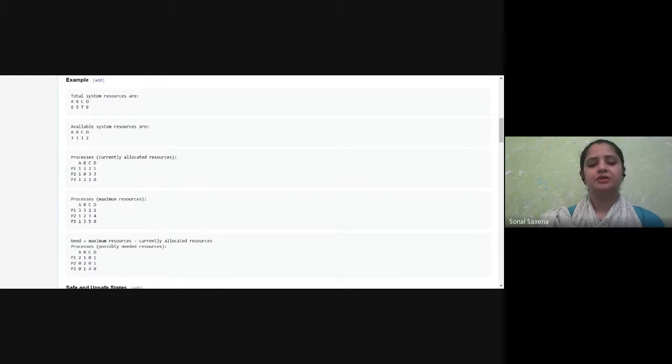This 0 shows that your particular process doesn't require this resource. Like P1 does not require C. Does not require means it doesn't need more, it has already been allocated the required amount. Similarly, P2 doesn't require A and C, it is already done with them. Then P3 does not require A and D resources, it is already done. So this is the case. This is how you are going to solve the conditions. Okay.